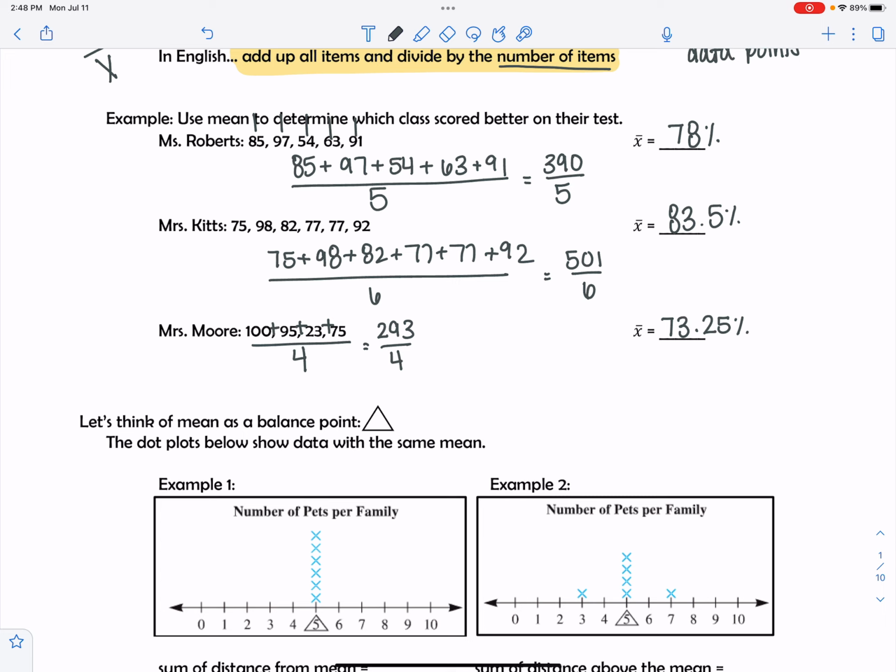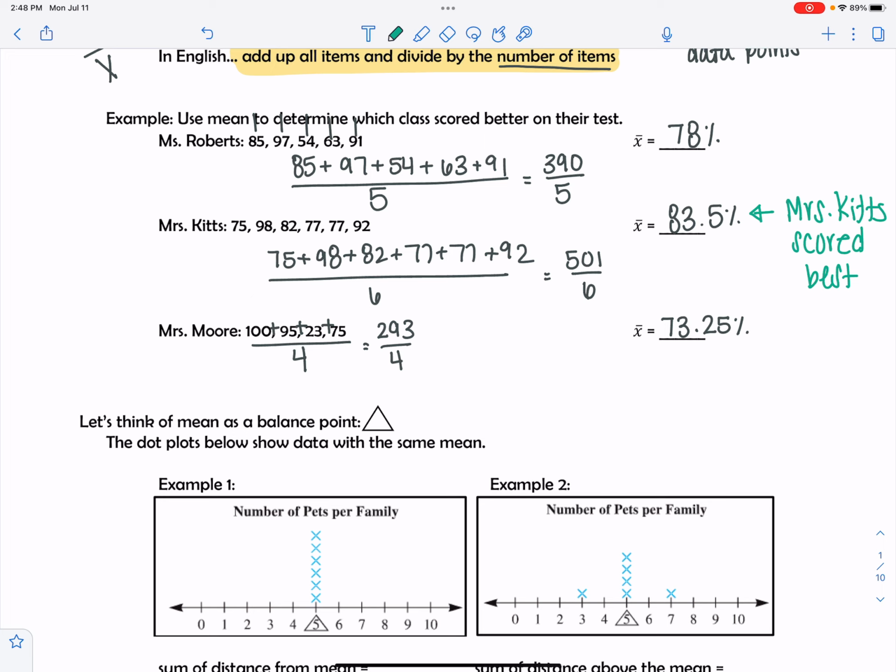If it doesn't say, just leave all the decimal places. If it does say to round to the nearest whole percent or nearest tenth of a percent, then round accordingly. My question, though, said use the mean to determine which class scored better on their test. And so based on the mean, Miss Kitts' class scored highest because they had the highest mean.